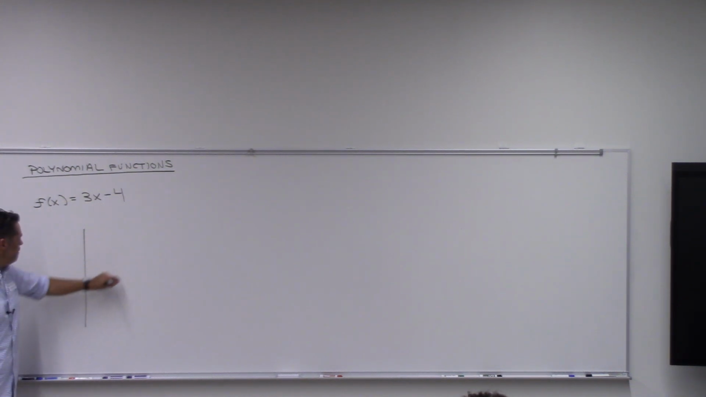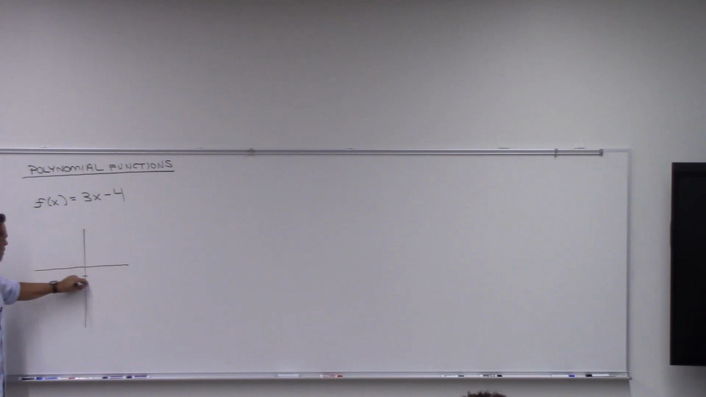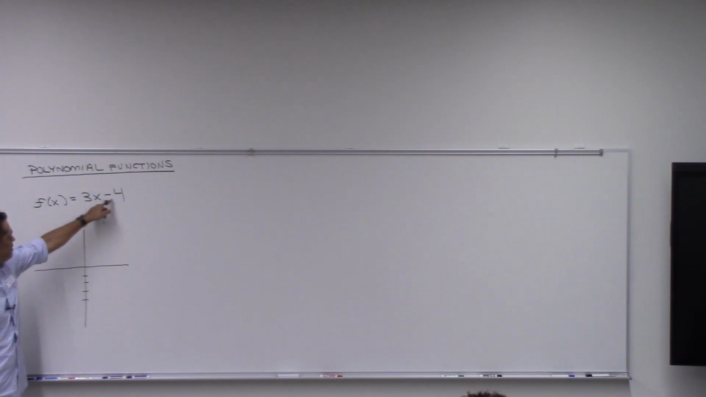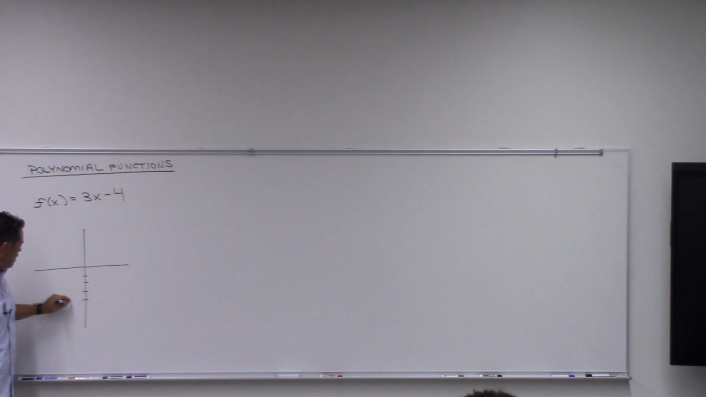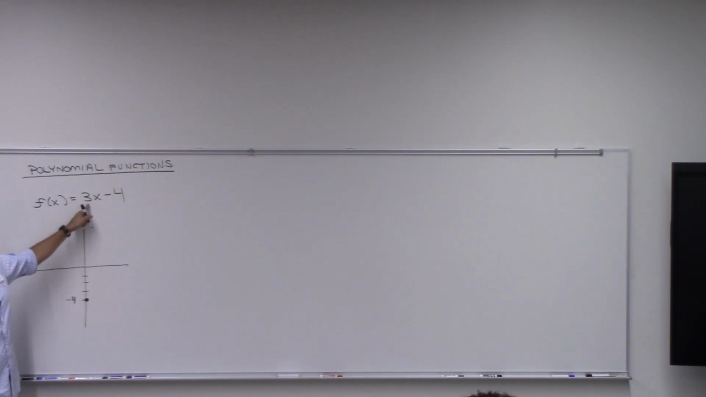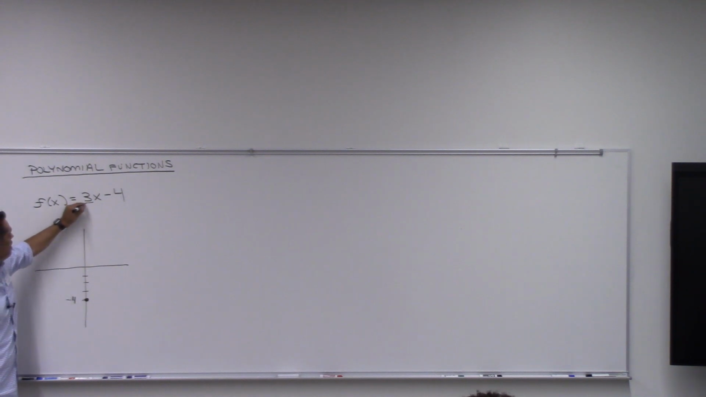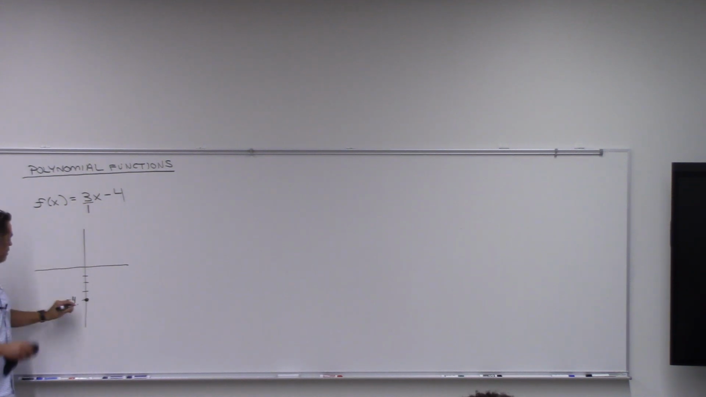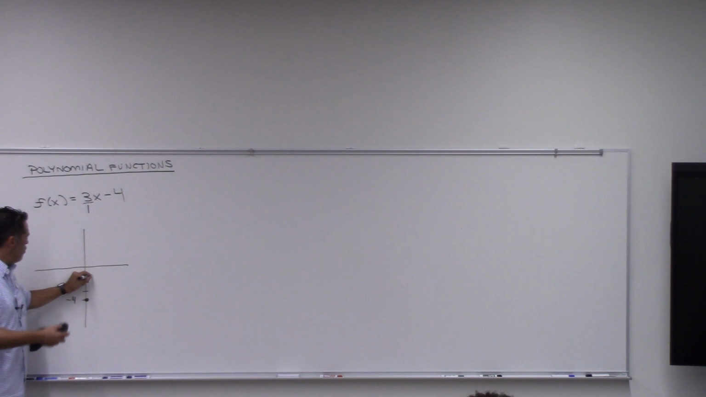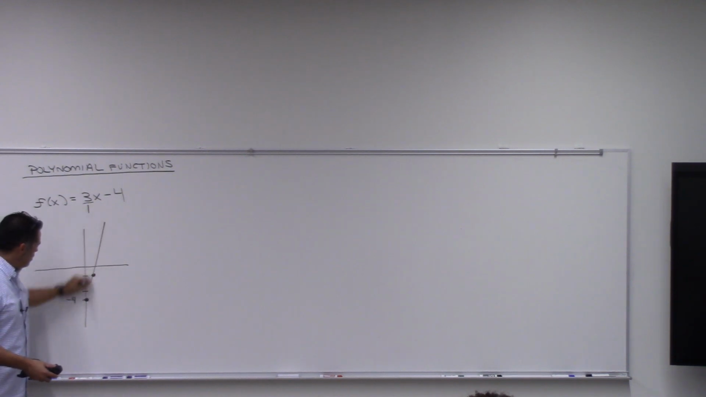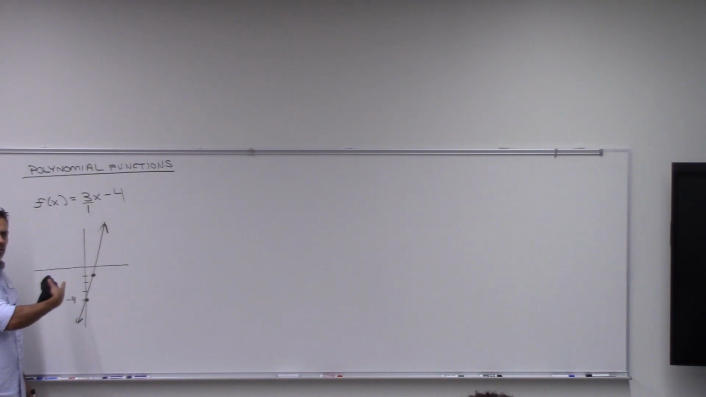Place a point on the y-axis at -4. Go to your y-intercept of -4. 1, 2, 3, 4, -4. From there, draw a line using the slope. Use your slope as 3. 3 over 1. So you rise 3 from here. 1, 2, 3. And you go to the right 1. Draw another dot. Draw a straight line. And you're done. That's a linear function.